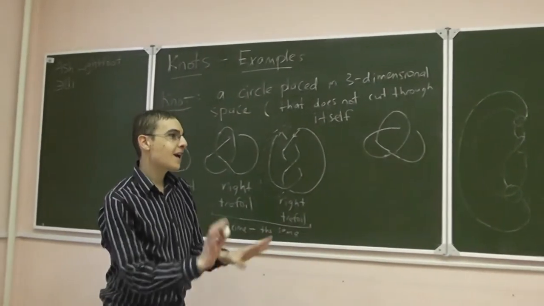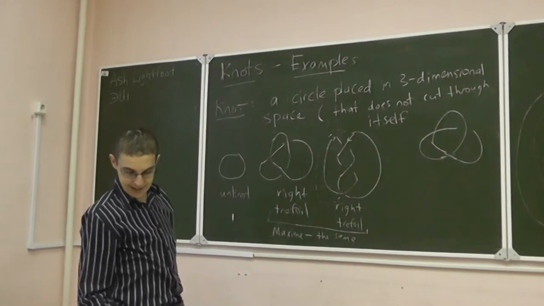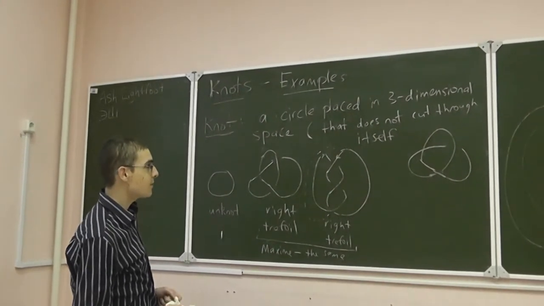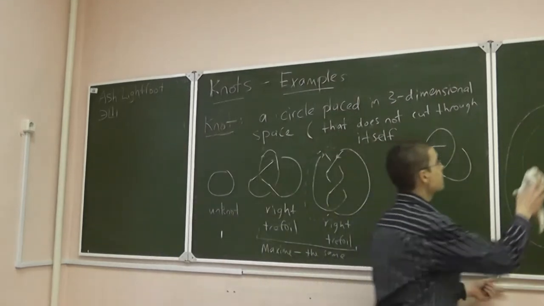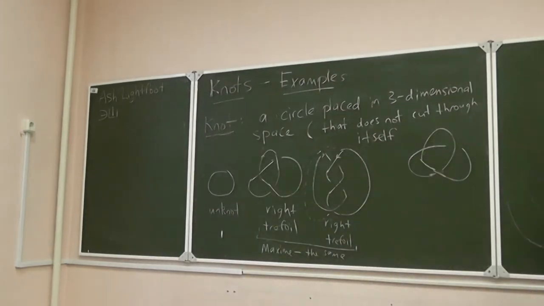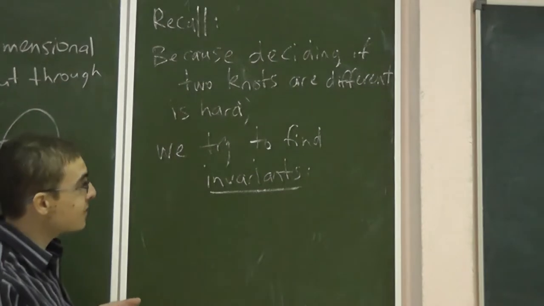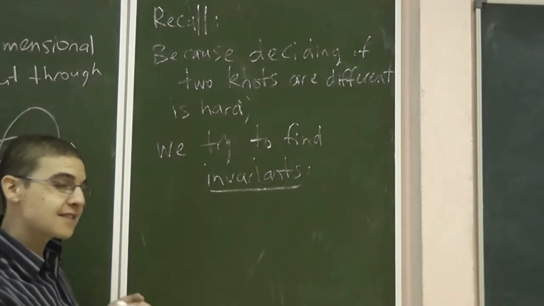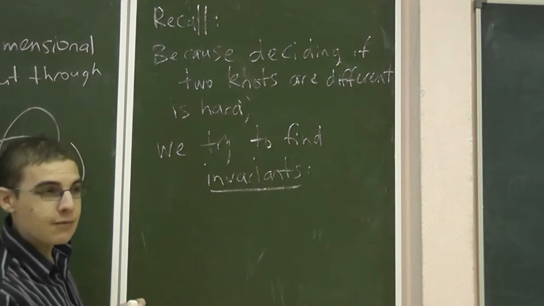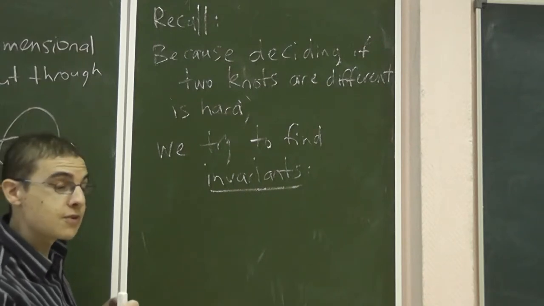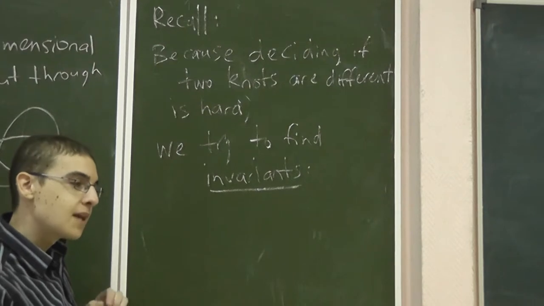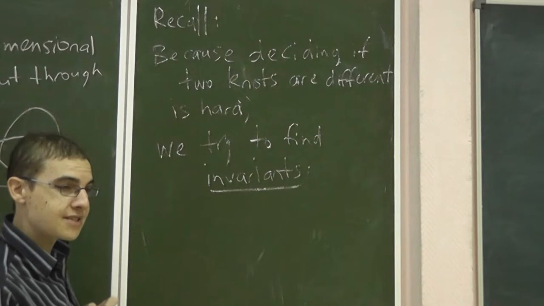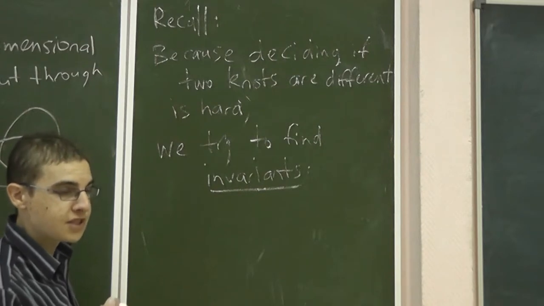Okay, so as we've just seen, it's not always easy to distinguish knots. That's why we introduced invariants, because deciding two knots are different is hard. Which is harder, deciding if two knots are the same, or deciding if two knots are different?